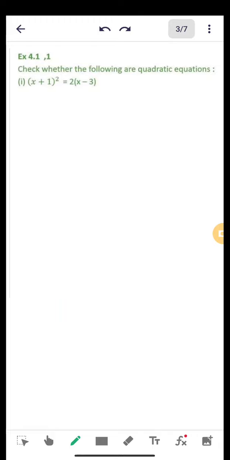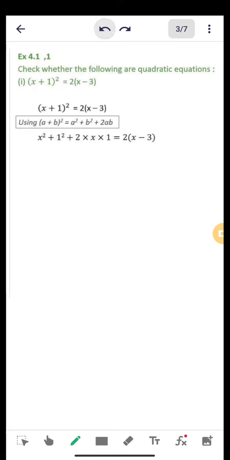So how to simplify this? We can apply the (a + b) whole square formula here, that is a² + b² + 2ab. Applying this formula on the left hand side, I get x² + 1², where in place of a it is x and in place of b it is 1. So just put it in the formula.